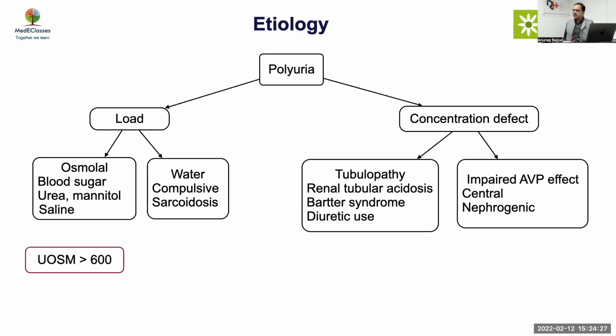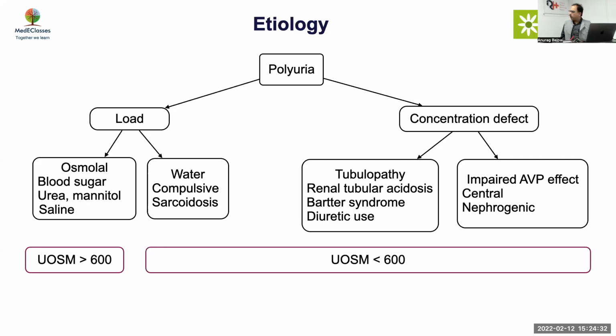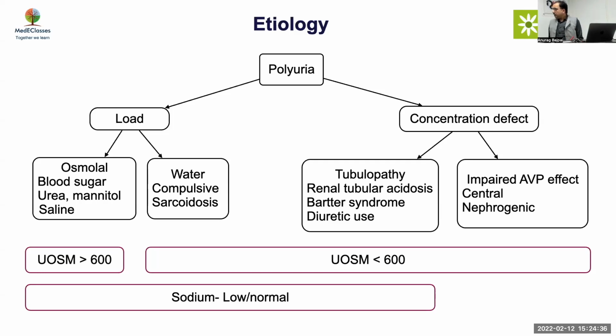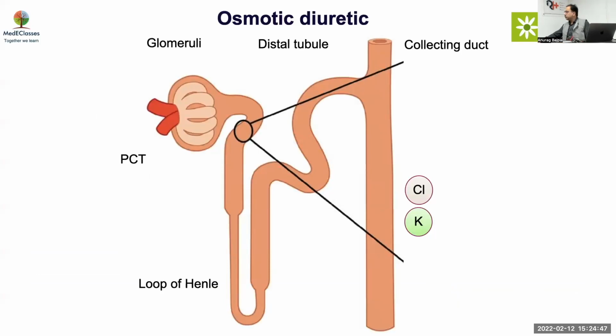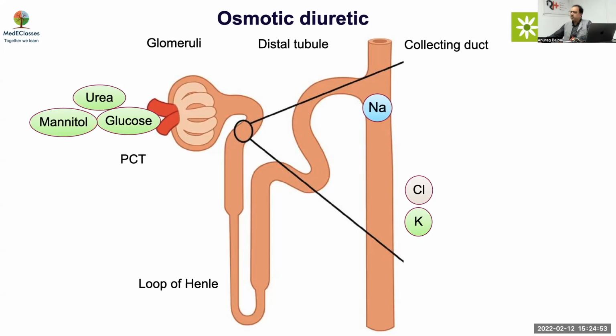Now, how do you differentiate? Osmotic diuresis will have a high urinary osmolarity, all else will have low urinary osmolarity. Second, sodium will be low normal in most situations, except for impaired AVP effect where it will be high normal. So these are the two basic mechanisms by which you can distinguish. So let's go one by one. Osmotic diuresis is basically you give glucose, mannitol, urea, you've got more delivery of sodium, and essentially you will lose all those things.